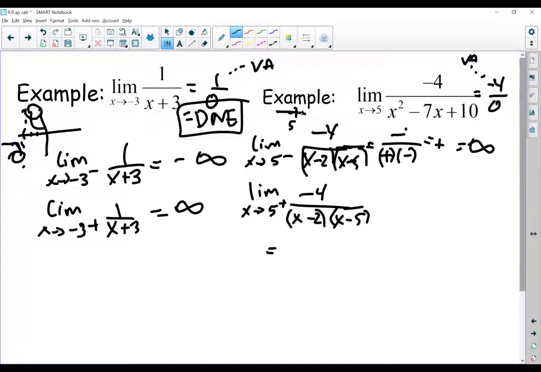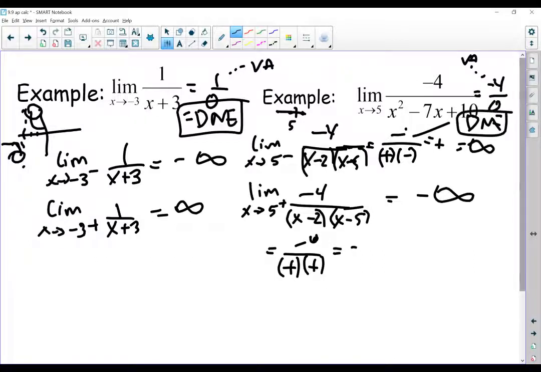If I go 5.1, I have a negative on top. 5.1 minus 2 is positive. 5.1 minus 5 is positive. I end up with a negative, so this limit would be negative infinity. What that tells me is that the general limit does not exist.